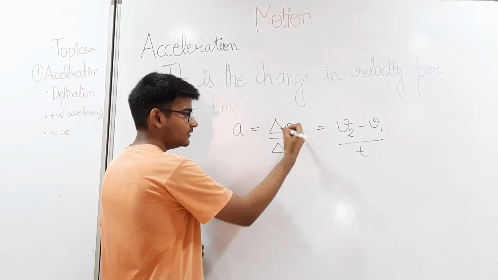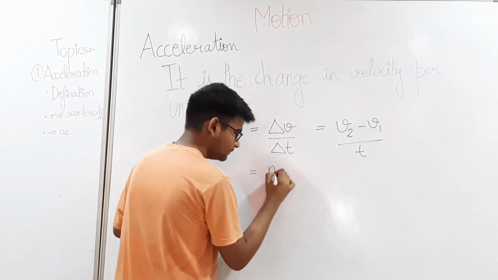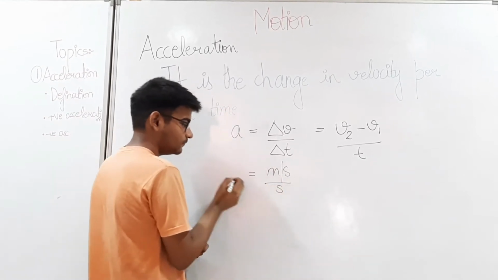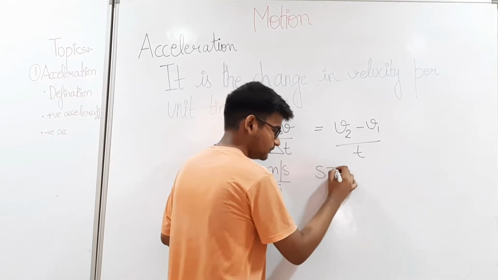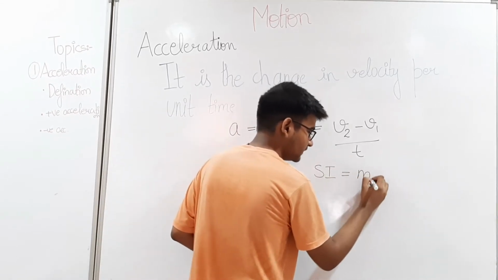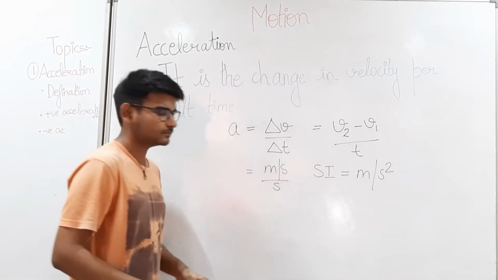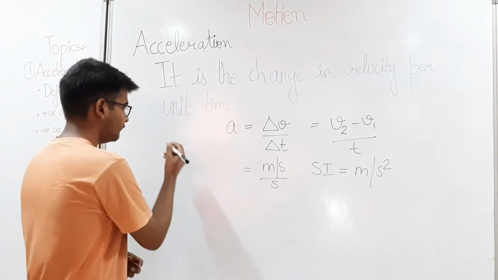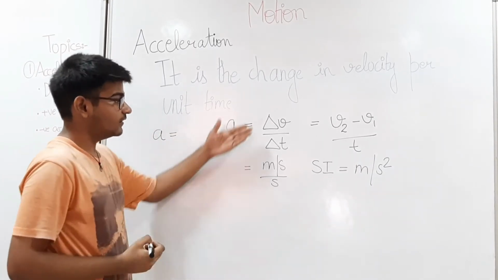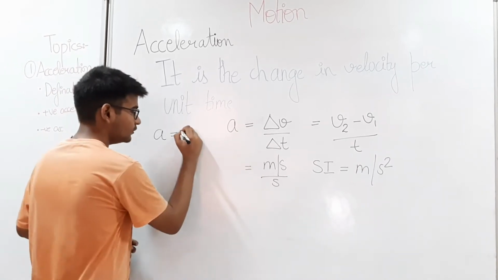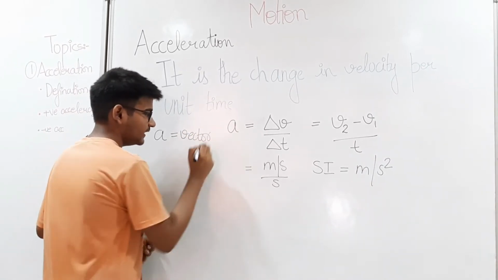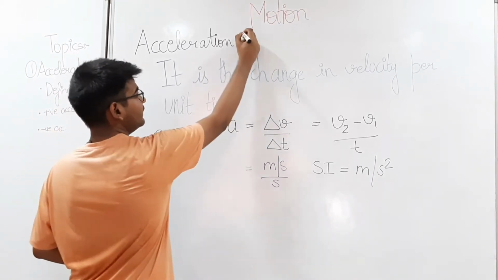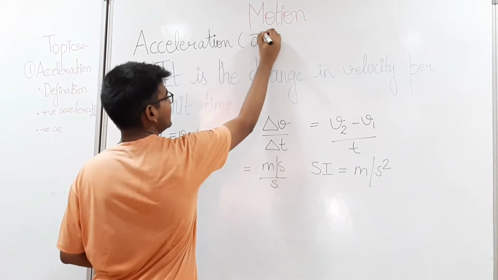Since we know that the unit of velocity is meter per second and that of change in time is second, the SI unit of acceleration comes out to be meter per second square. Now we know that velocity is a vector quantity. Therefore acceleration, which is velocity upon time, is also a vector quantity. It has direction and magnitude both. So vectorially we represent acceleration as a vector.